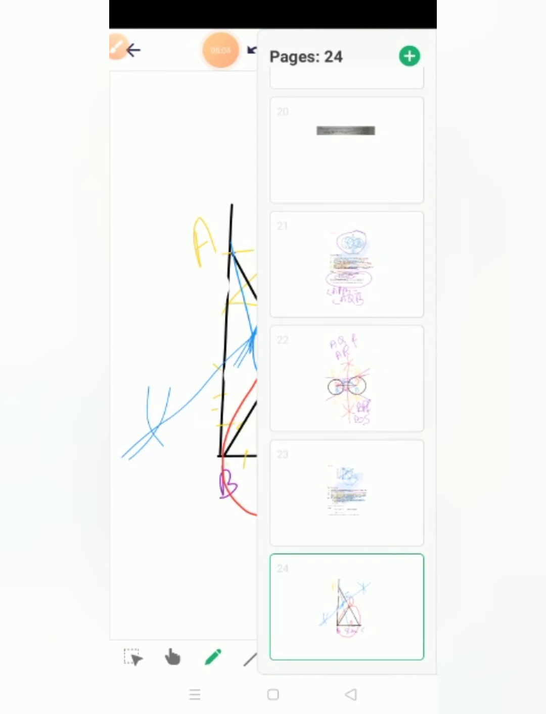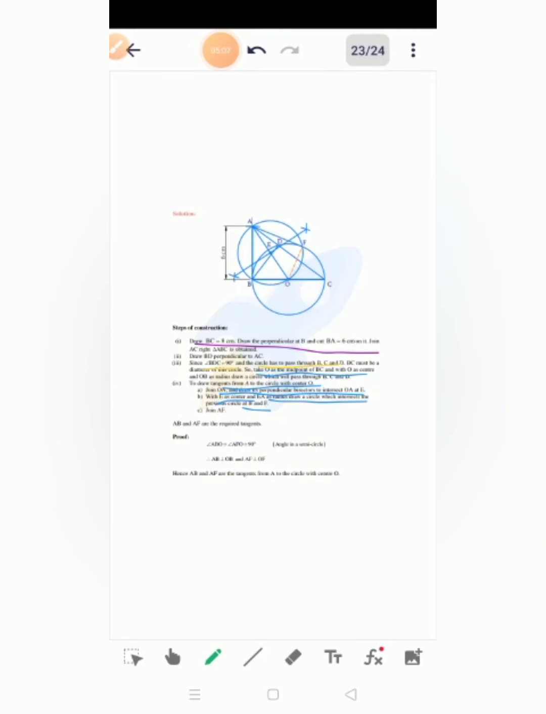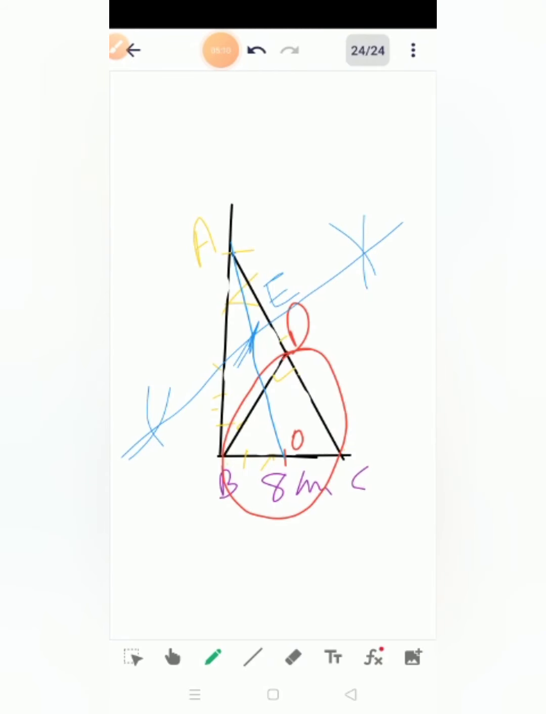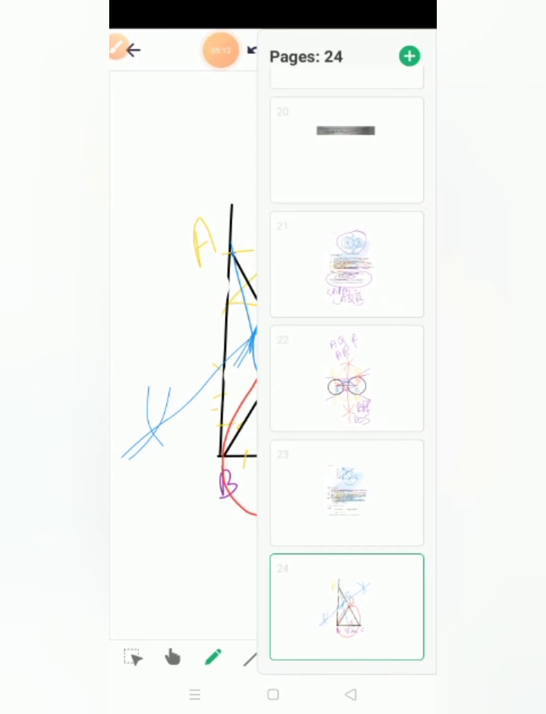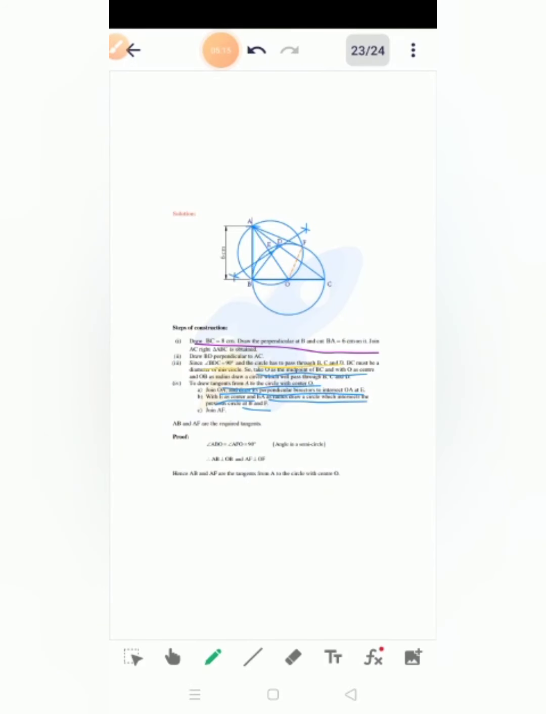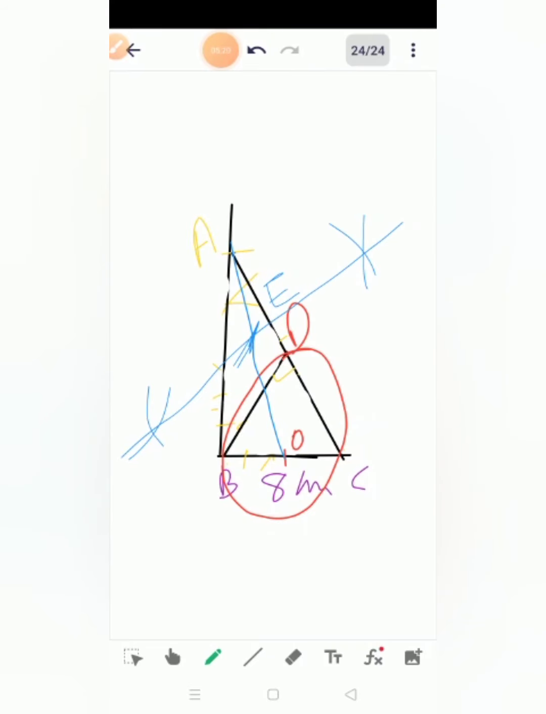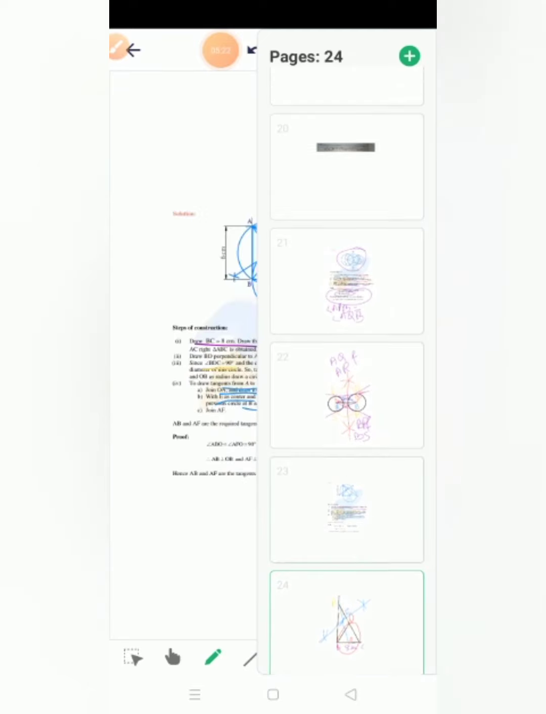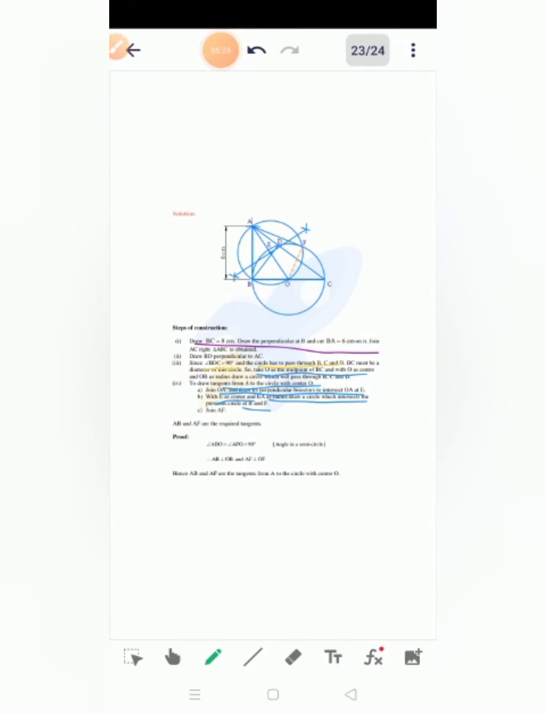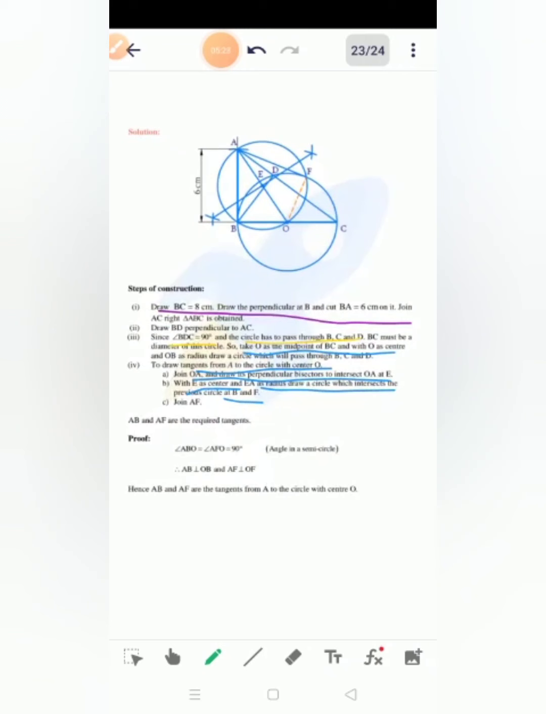Where is our F? Yes, F is there. Okay, this is F here. This my circle is not appropriate, so I'm a little confused. Let me teach you from here. With E as center and E as radius, you draw a circle which intersects the previous circle at B and F. B is here and F is here, right?